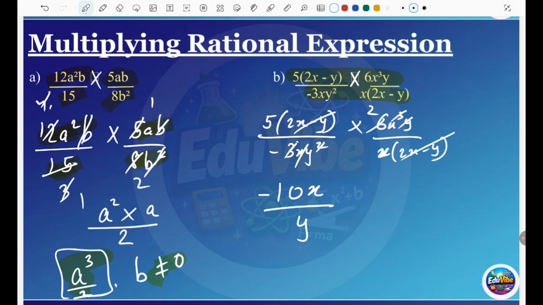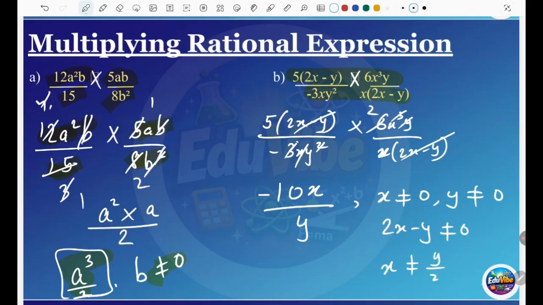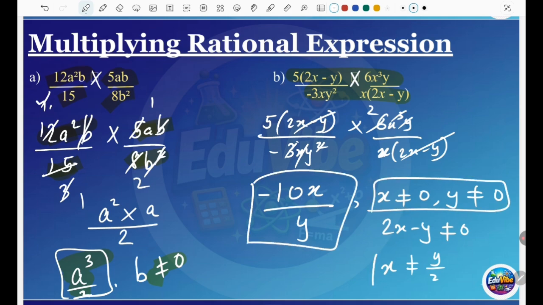You can do the whole calculation in a clear and neat way. In this, we get minus 10xy. You can then check your answer. Basically, at the start, we have x and y, both not equal to 0. Then we have x again, which is not equal to 0. Then we have 2x minus y, which is not equal to 0. You have to isolate the x if you want, so x is not equal to y by 2. Those are the 3 non-permissible values we have, and that's your answer. This one and this one.